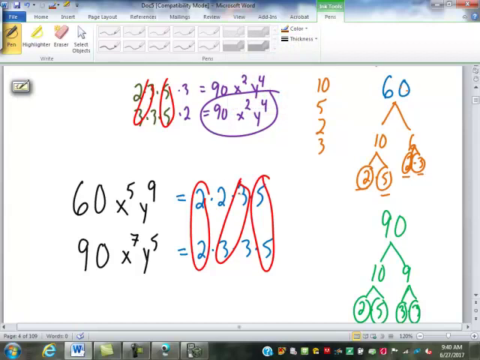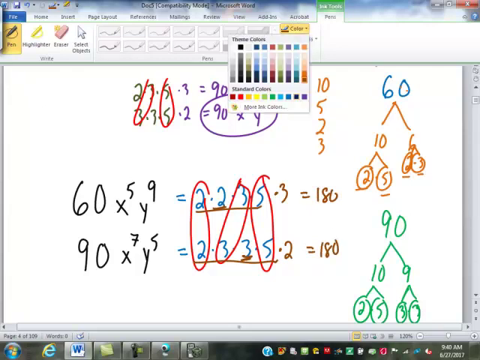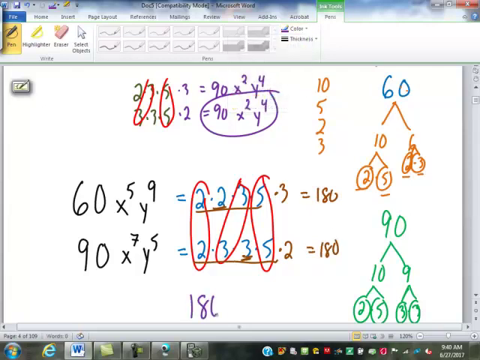Now I'm just looking through it. What's not circled? There's a 2 here, so I'm going to put a 2 on bottom. There's a 3 here, so I'm going to put a 3 on top. So this is saying 60 times 3, which is 180. This is 90 times 2, which is also 180. So the number is 180.